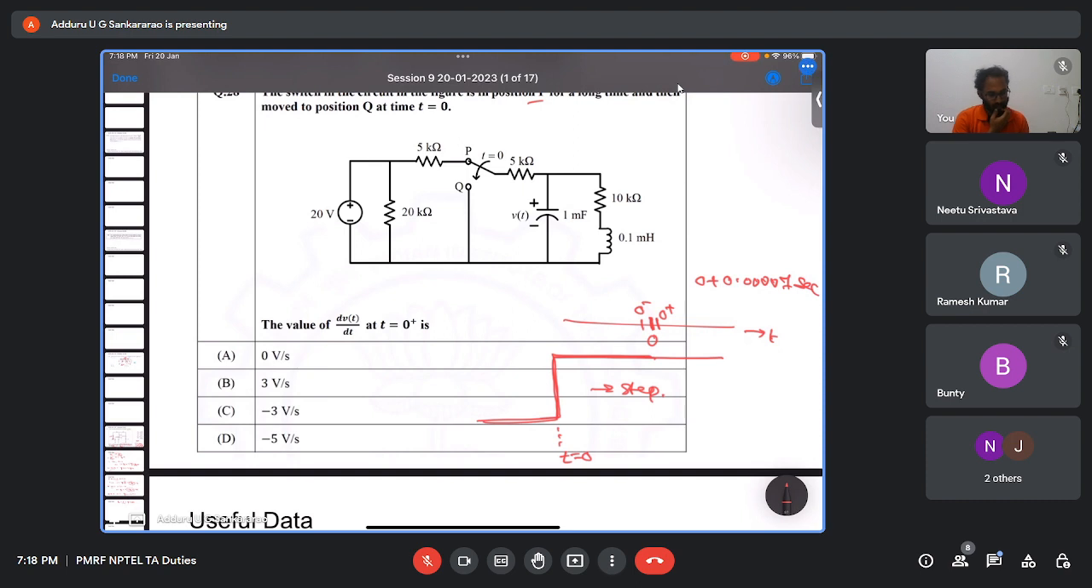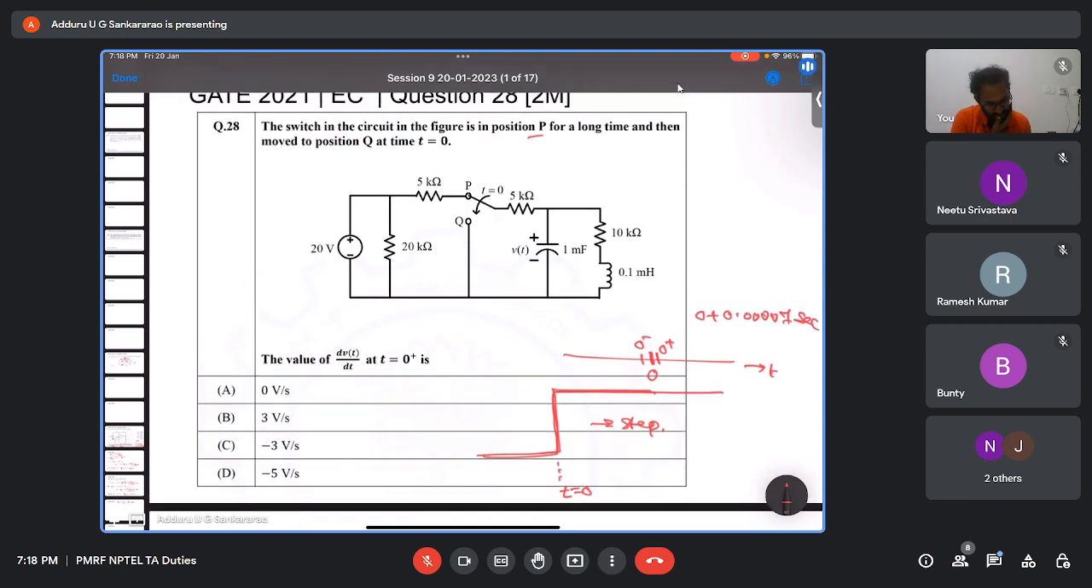Okay, fine. Now what they're telling is that initially it is connected to P, and at t equal to 0 it was connected to Q. So for a long time it was connected to P. What does this mean? In this we have two memory elements, one is a capacitor and another one is an inductor. You know, right, when an inductor or capacitor is connected in DC circuits, what will happen at steady state?